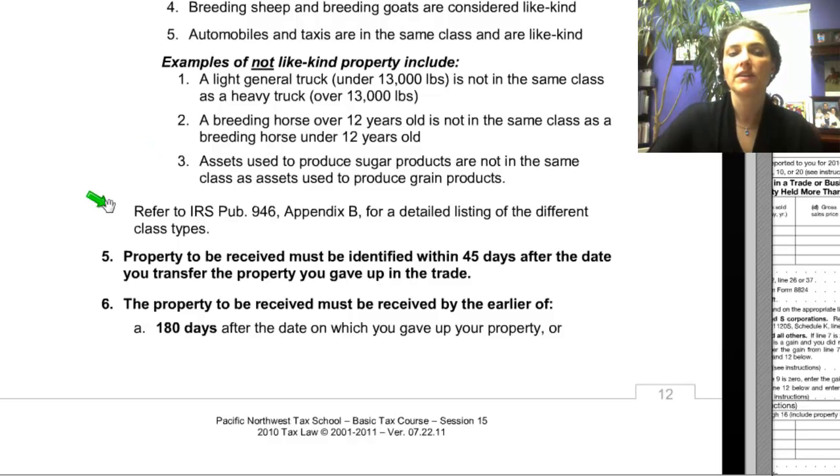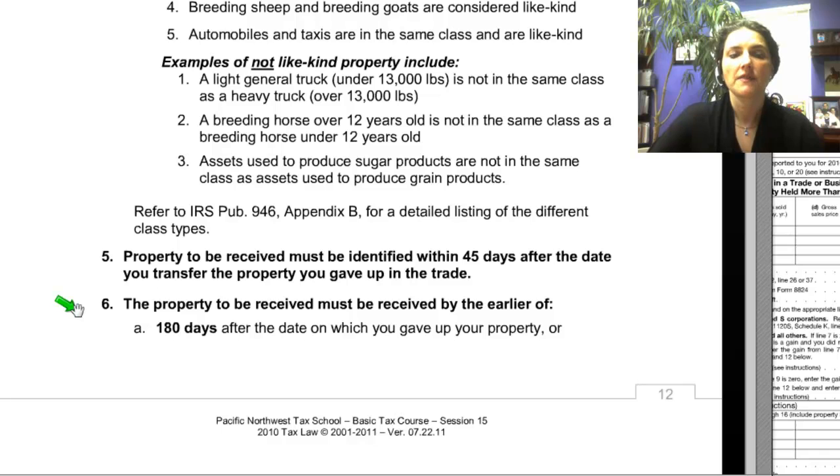You should refer to IRS Publication 946, which is the depreciation publication, and look at Appendix B again for a detailed listing of all of the different class types. And of course, we spent quite a bit of time looking at Appendix B in Session 14 of this course. Number 5, the property to be received must be identified within 45 days after the date you transfer the property you gave up in the trade.